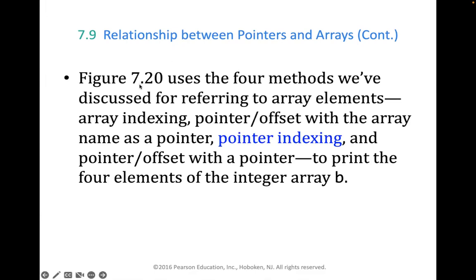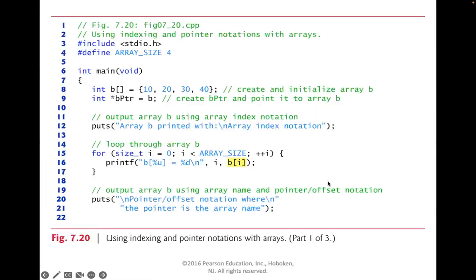Okay, so in the next example, we use the four methods we discussed for referring to array elements: array indexing, pointer offset with the array name as pointer, pointer indexing, and pointer offset with a pointer, to print four elements of the integer array.